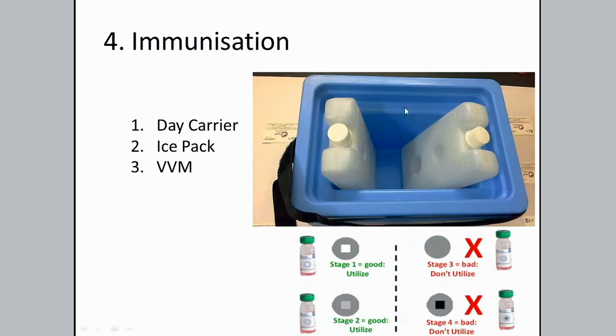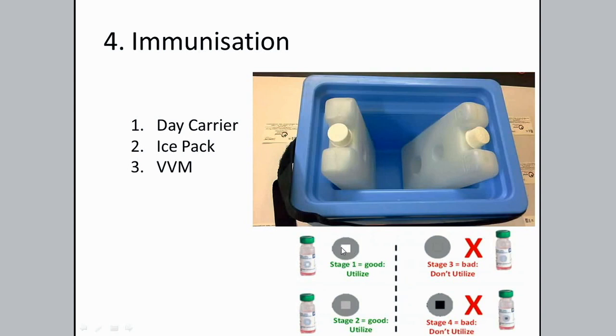That is your day carrier. This box, the blue box, is called the day carrier, and the white box which is present inside is called the ice pack. In some departments they may have deep freezers and ice-lined refrigerators to prepare this ice pack. These are all essential components in the maintenance of cold chain of vaccines.